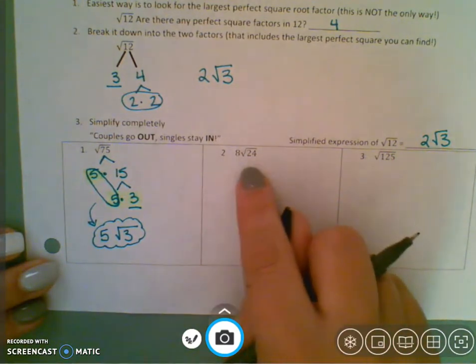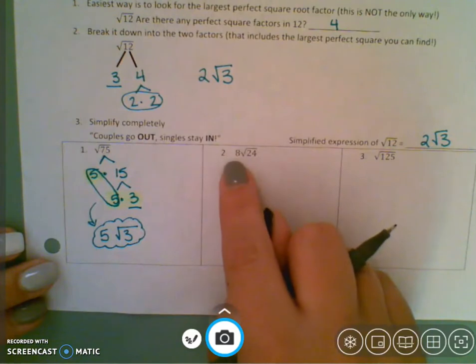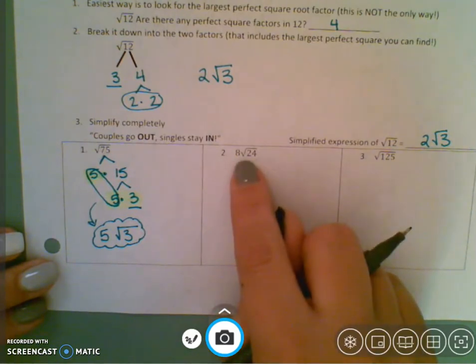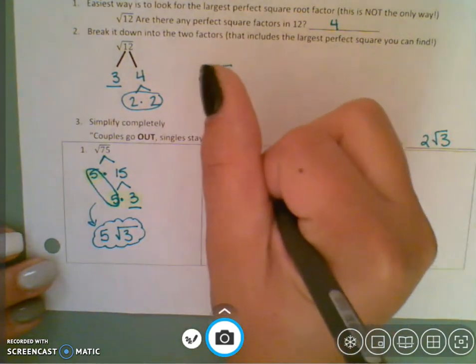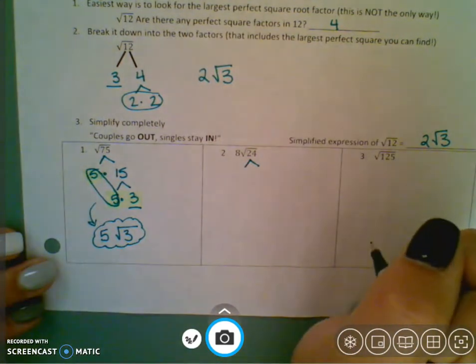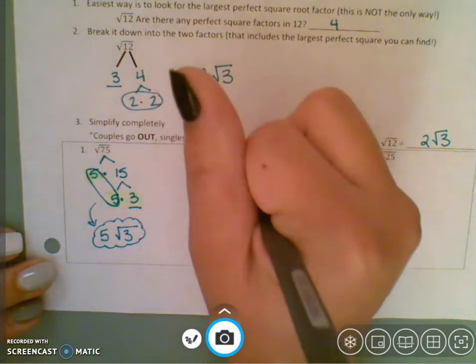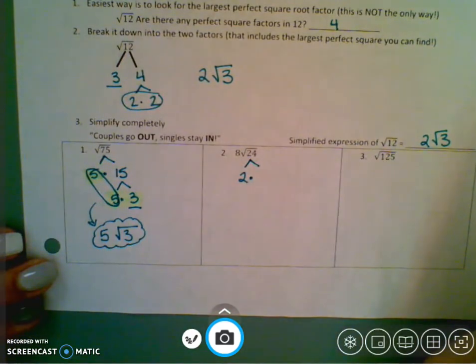So it's 8 square root of 24. We're going to ignore the 8 for now, and then we're going to deal with him later. So let's just do the square root of 24. So this one works. It's an even number, so I can have 2 go into it. So 2 times what number makes 24? 12.